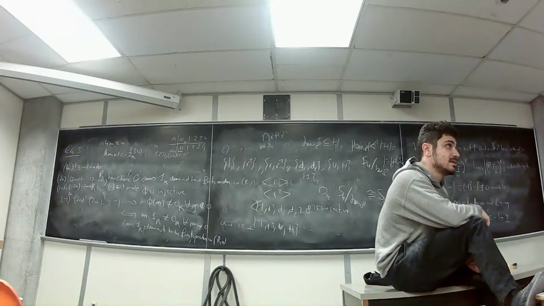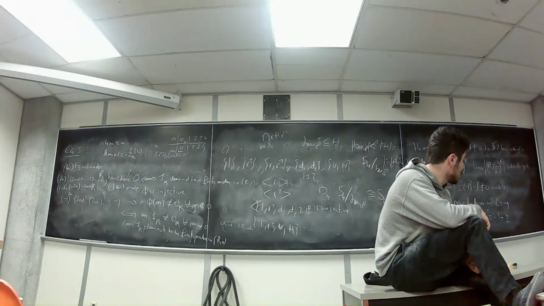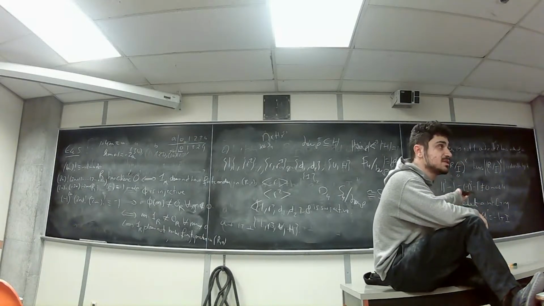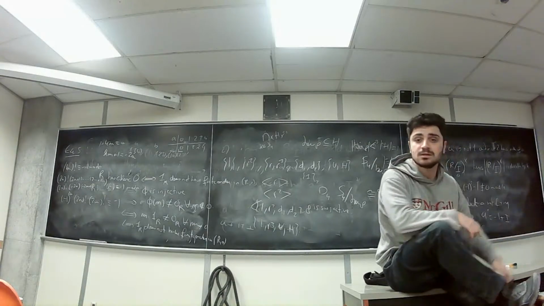Okay, so if a to the 4 is the identity, then the order of a divides 4. That's it. Should I do another example of this one? Yes, let us do that.